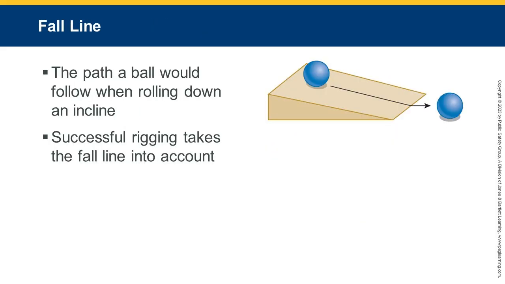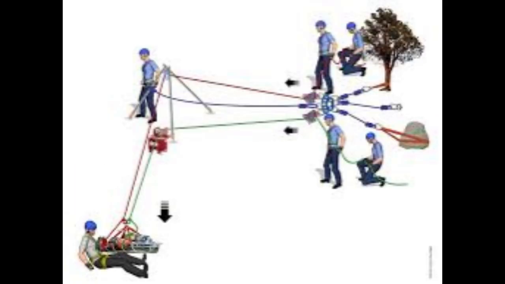Let's talk about the fall line. It's actually a pretty simple idea, but it's crucial for rigging safely. Think of it like this: if you dropped a ball on a slope, the path it would roll down? That's the fall line. It's influenced by things like gravity, friction, and obstacles. And in rope rescue, it tells us a lot about the forces that will act on the rope and the system. When you're planning a rigging setup, always consider the fall line. It helps you decide where to place anchors and how to plan the load path so the forces don't surprise you.